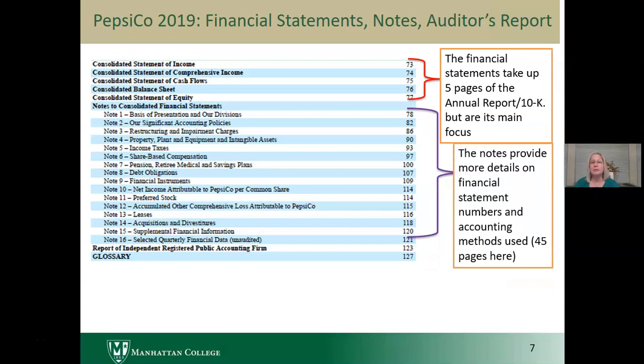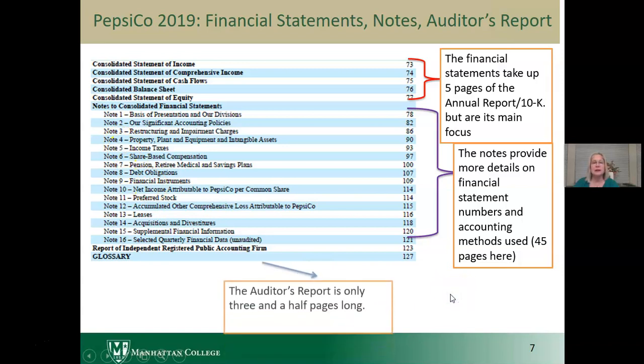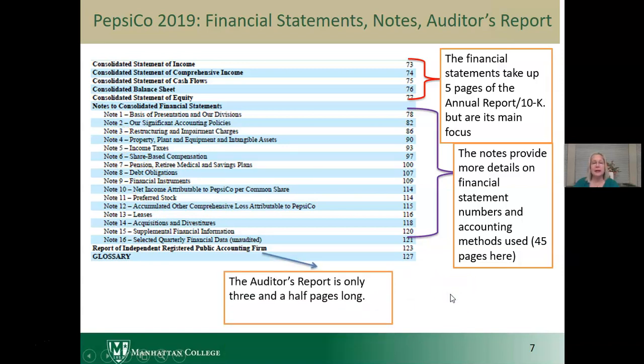The notes provide even more detail on the financial statement numbers and accounting method used. There are 45 pages here. So there's a note on how they present their divisions, their accounting policies, restructuring charges, and impairments, property, plant, and equipment. They give you the details here. And the auditor's report is only 3.5 pages long.